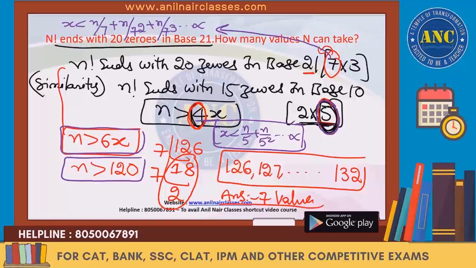What is the multiple of 7 greater than 120? 126. 7 18s are, 7 2s are. 18 plus 2 is 20. So in base system 10, I took the multiples of 5 and all the remaining 5 values. Here it is multiples of 7: 126, 127 and so on up to 132. I hope the idea is clear.